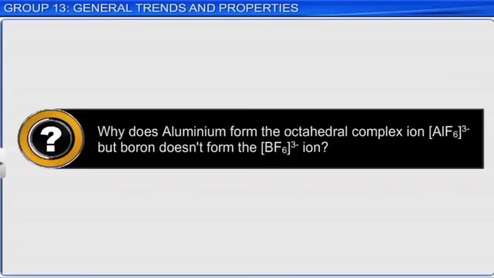Try to answer this question on your own before going on. Why does aluminium form the octahedral complex ion AlF6 3-, but boron doesn't form the BF6 3- ion?